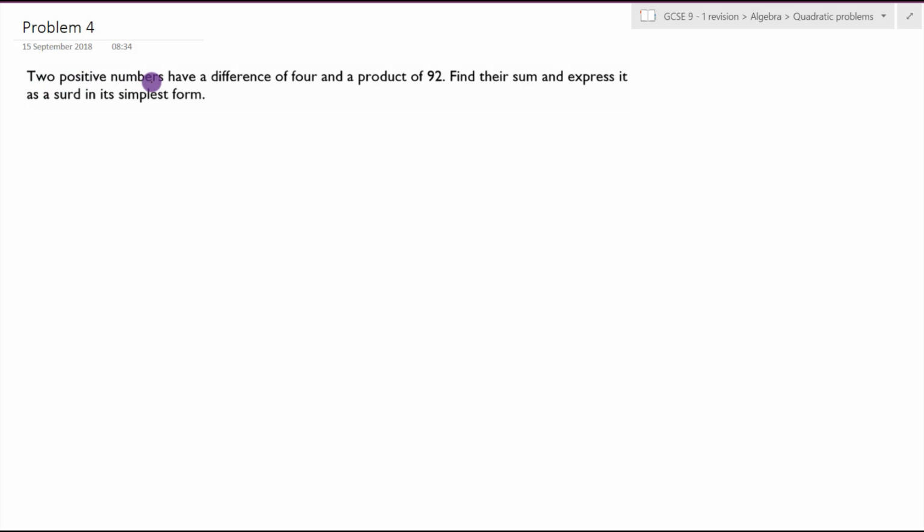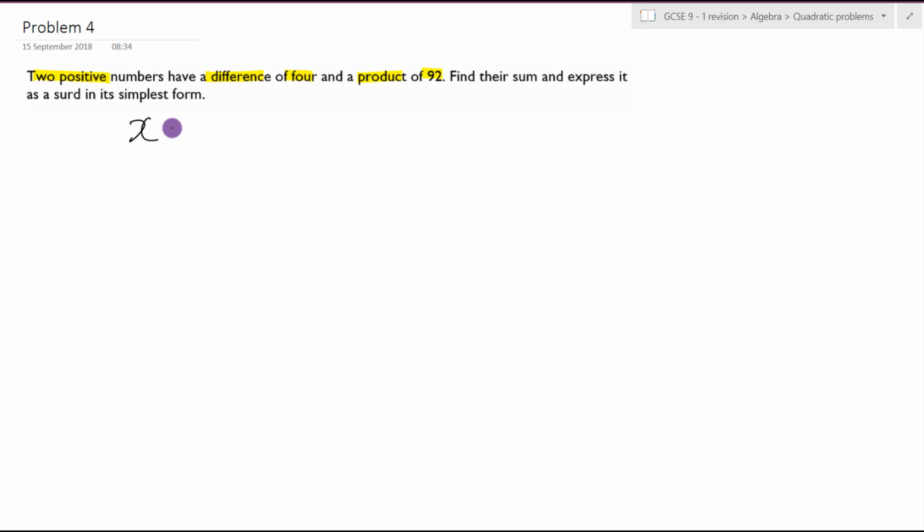In this question we have two positive numbers that have a difference of 4 and a product of 92. So let's just highlight the important pieces of information. You've got two positive numbers, they have a difference of 4 and a product of 92. We want to find their sum and express it as a surd in its simplest form. So to start off with, we need to try and set up the equations.